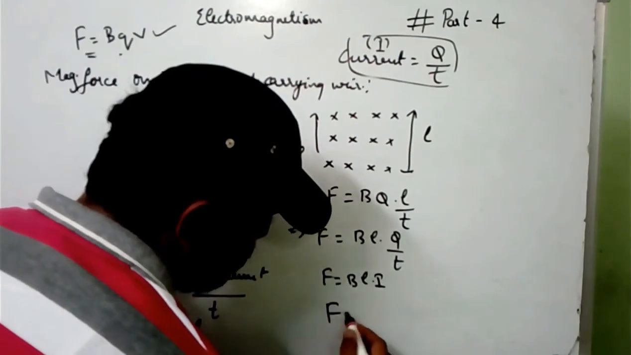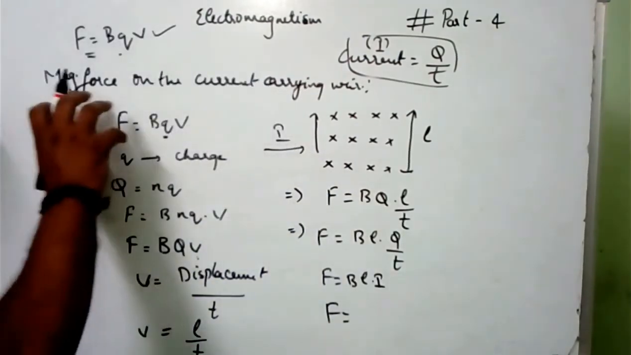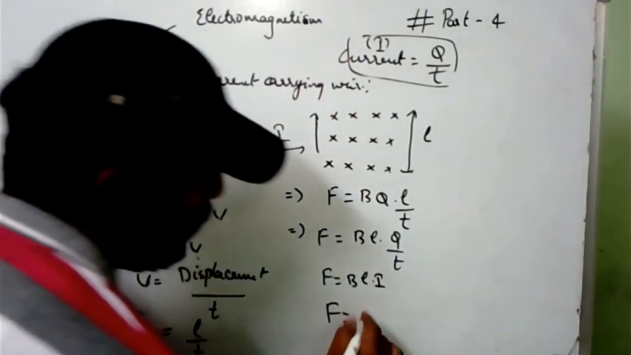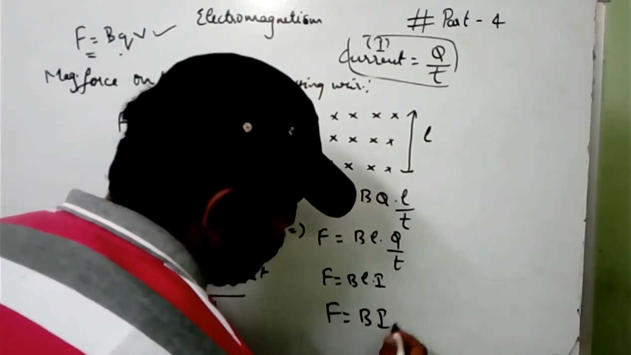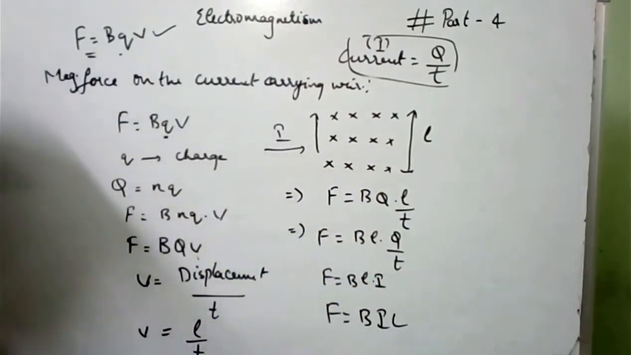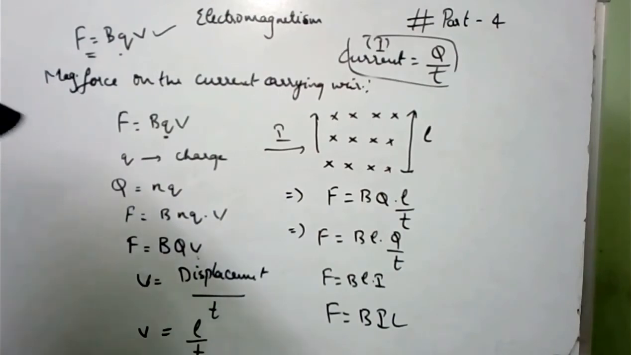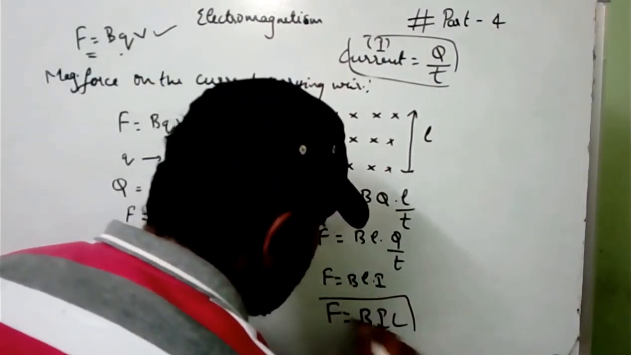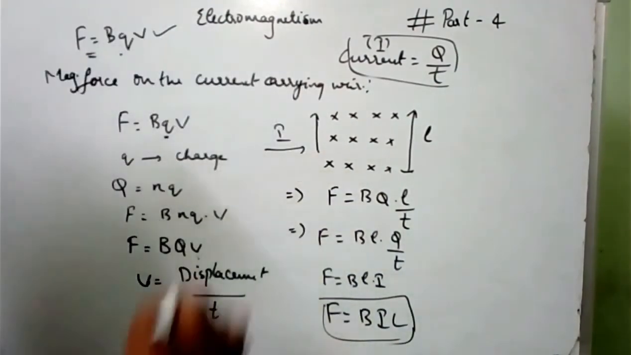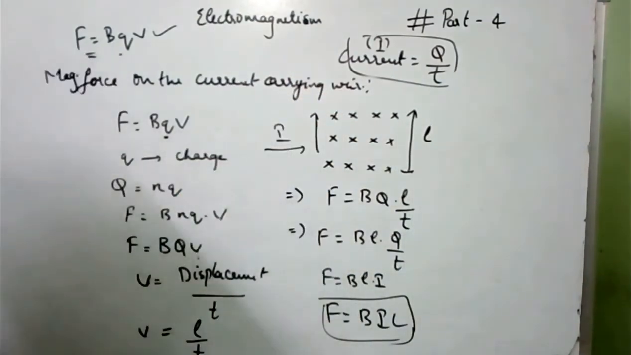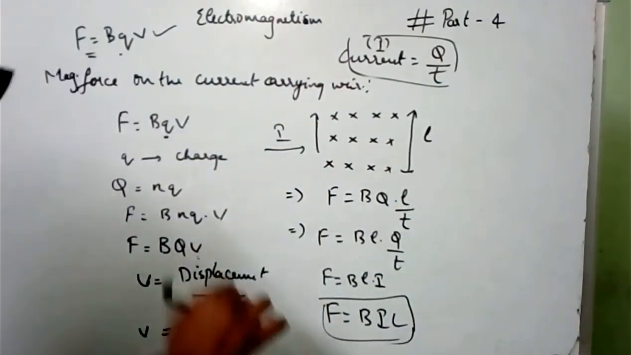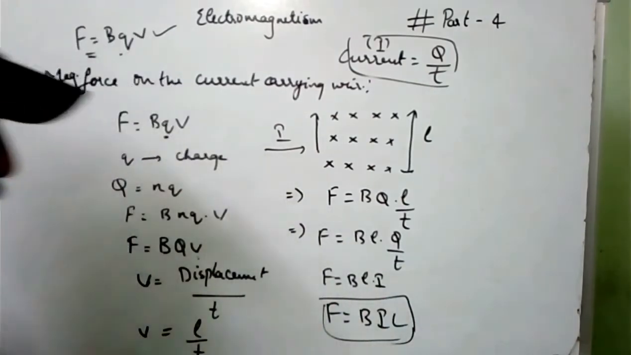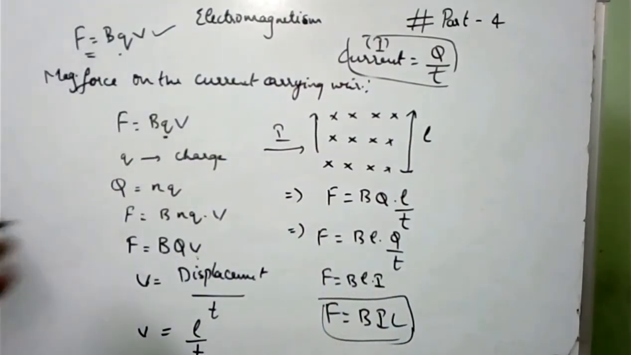So what is the formula for the effect of force on a current carrying conductor? We can simply write it as BIL, I just call it bill. It is too easy to remember. F is equal to BIL when the current is moving in the perpendicular direction.